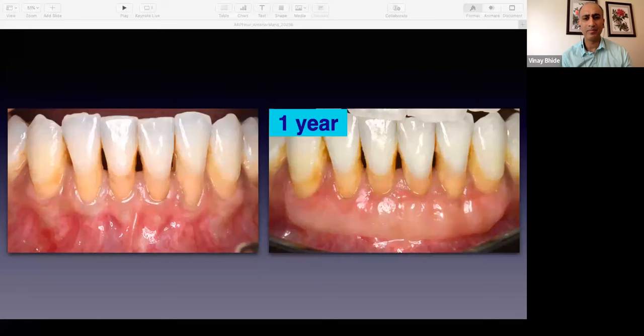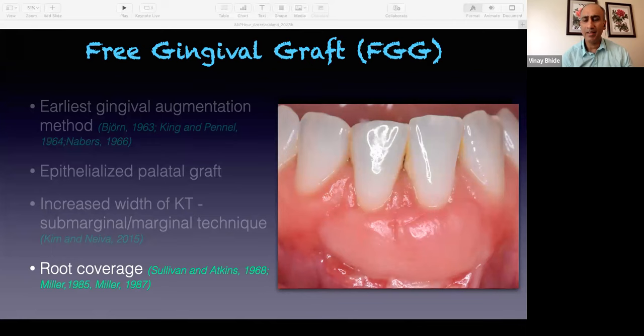But it wasn't until Sullivan and Atkins in 1968, and then of course, Preston Miller, that free gingival grafts were considered seriously for obtaining root coverage.